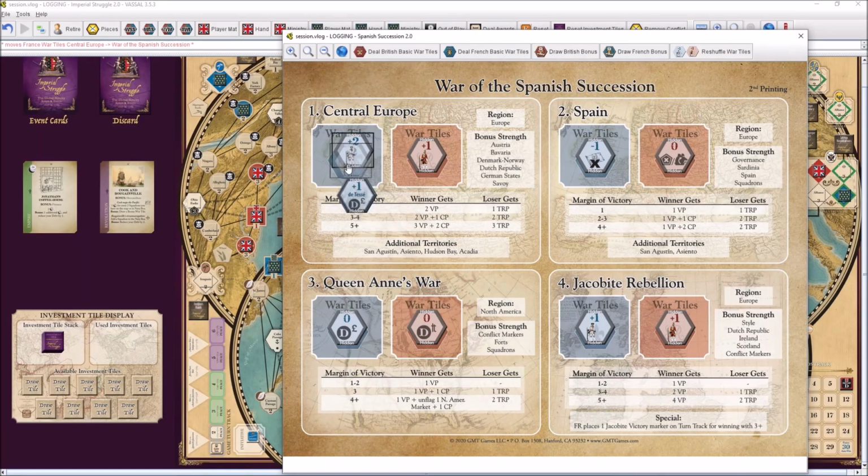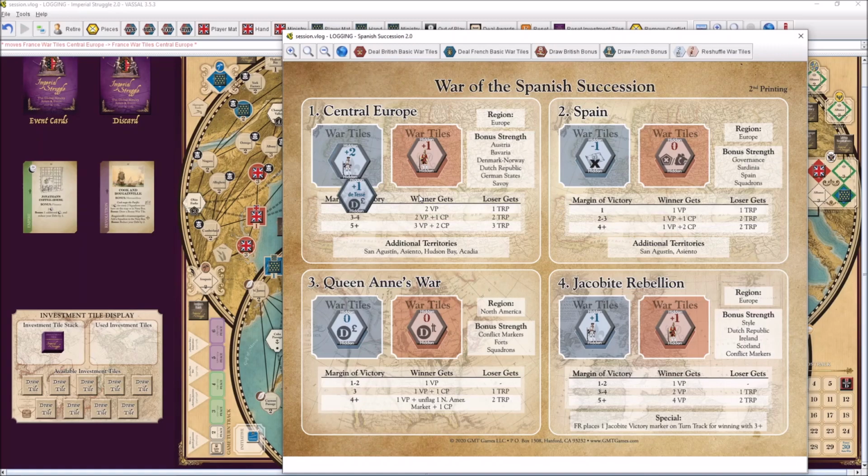Okay, for those who have already played Imperial Struggle, it will be repetition, but for the new players, a couple of words about the symbols. Your war tiles can have, and usually have, a value and also some symbol. The values are from -1, as you can see here, through 0, +1, and +2. These are the basic war tiles. The bonus war tiles are from +1 to +3.